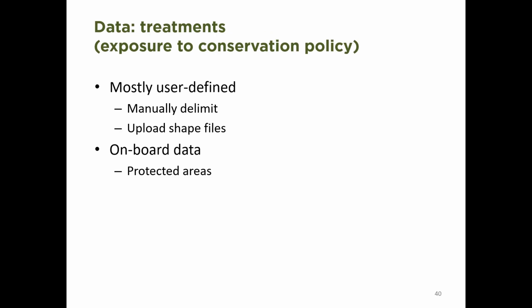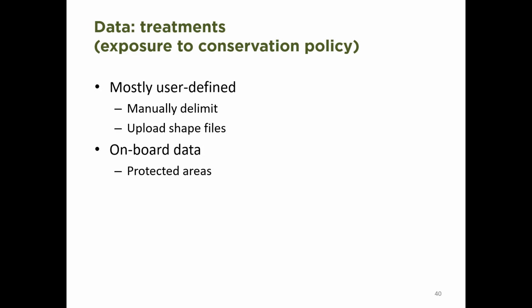In order to analyze the effectiveness of a forest conservation policy, the web tool needs information on which points in that sample I just described are in a user-defined study area and are treated. That is, which of them are exposed to a forest conservation policy. And for the most part, our data on which points are treated is provided by the user. And users can identify treated points in three ways.